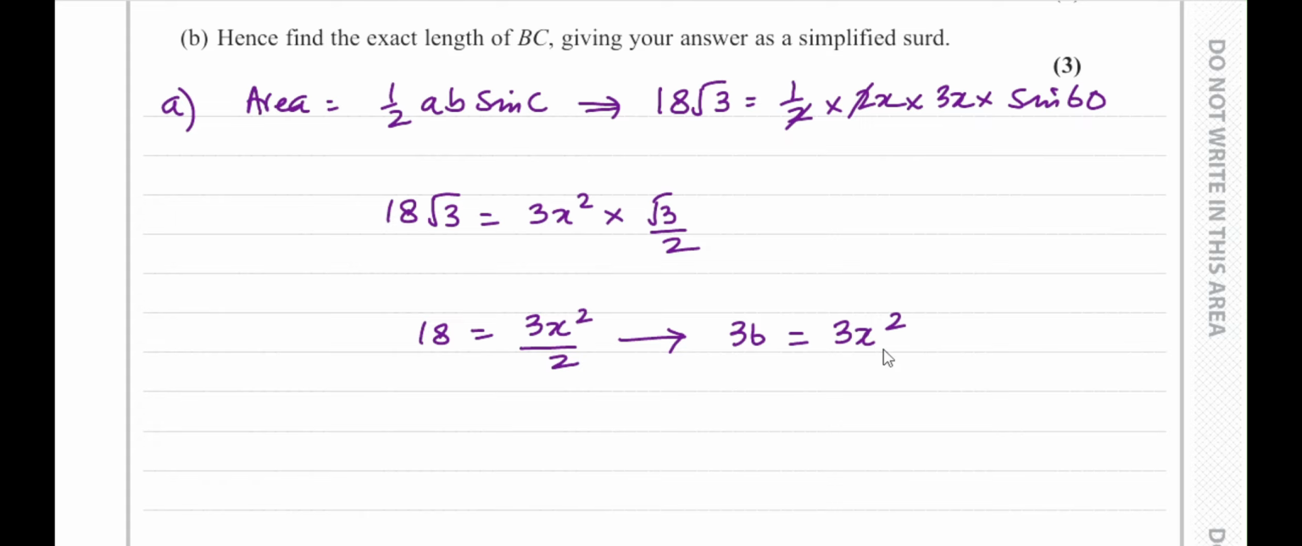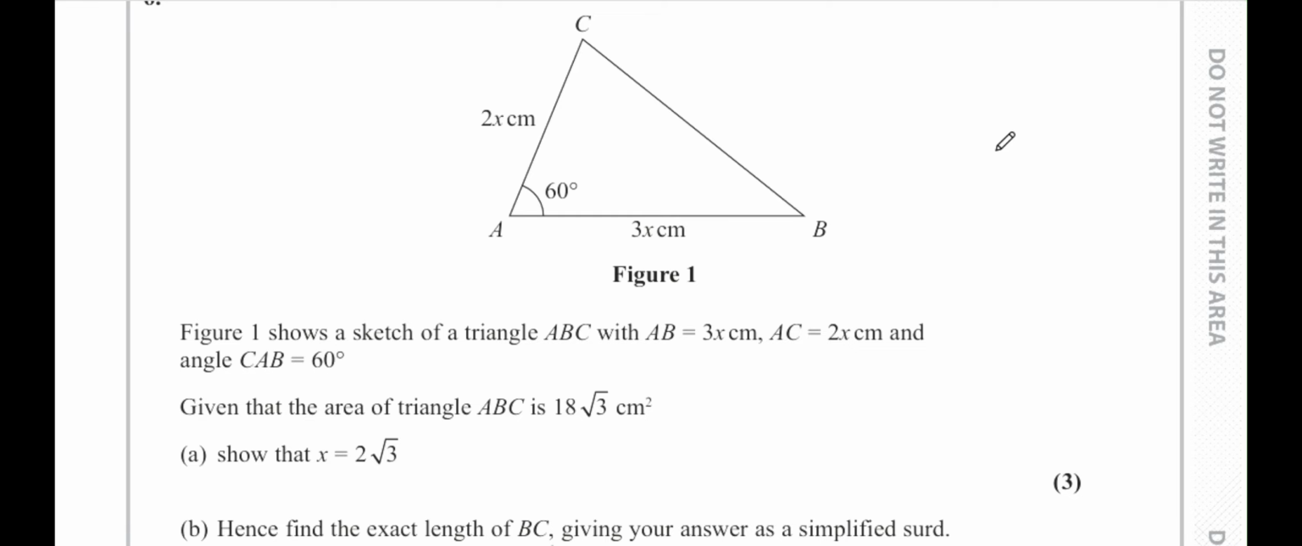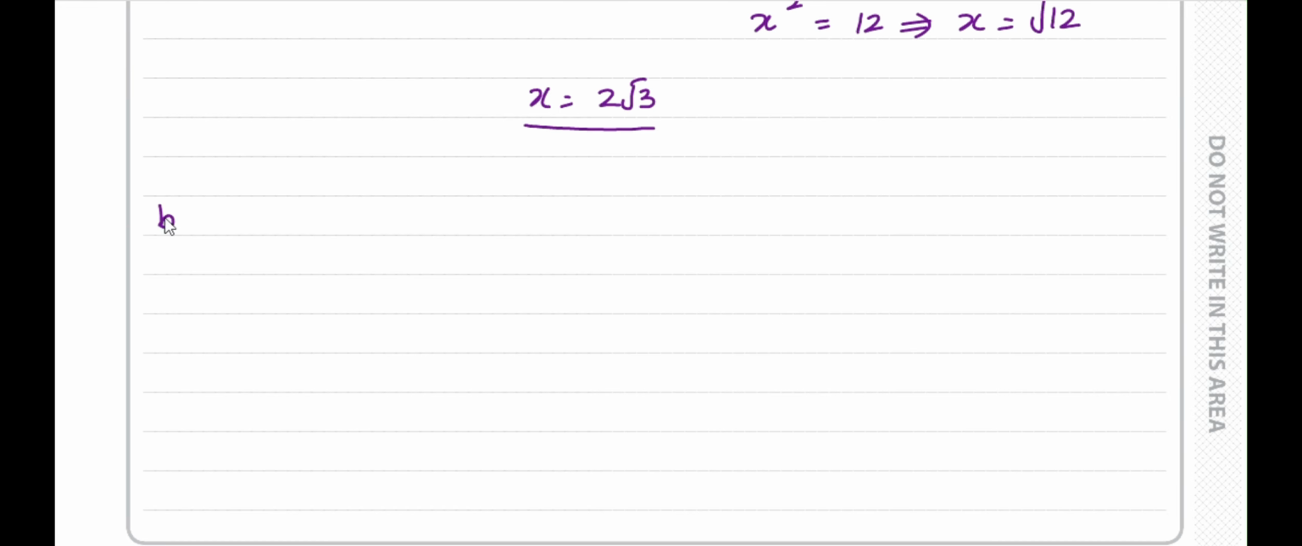Therefore, x squared is 12. Therefore, x is equal to square root of 12. Hence, we can write x is equal to 2 root 3 in the simplified manner. Part B. Hence, find the exact length of BC, giving your answer as a simplified surd. So, BC is this side here. Redrawing the sketch of the triangle.